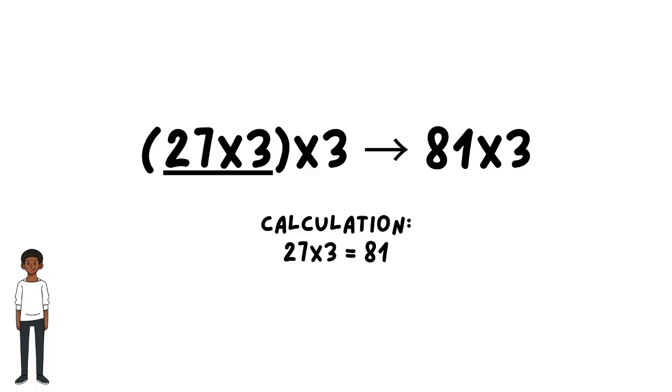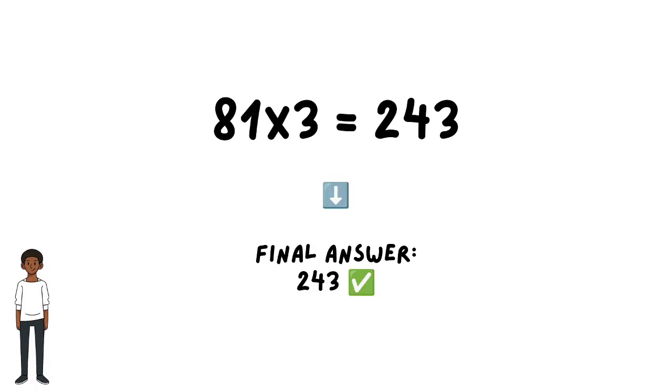Substituting 81 back into our expression leaves us with 81 times 3. Step 2. Now perform the final multiplication. 81 times 3 equals 243. So our true final answer is 243.